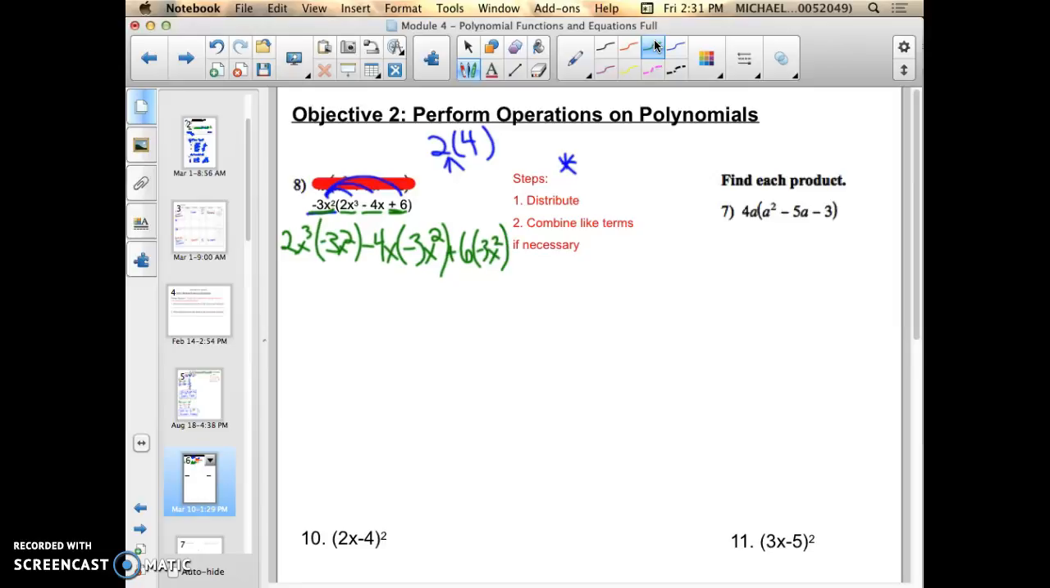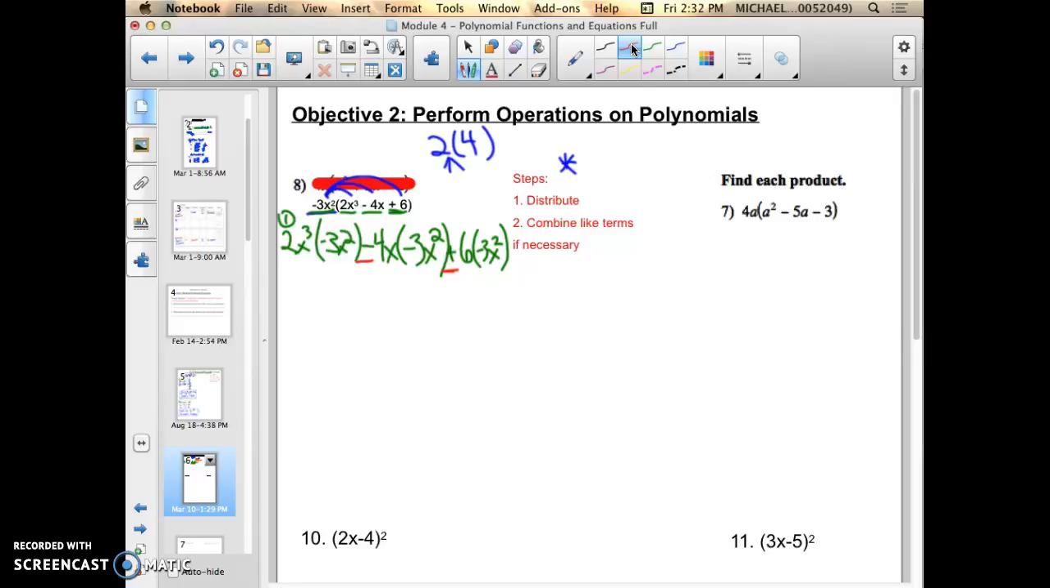Now, if you notice, I did this step, the distribution step, and I wrote out my thought process because that helped me to make sure that I'm using the right operations in between each piece of this. Because again, it can get confusing working with positives and negatives, so I need to write out my thought process exactly as is, so I don't get confused there.